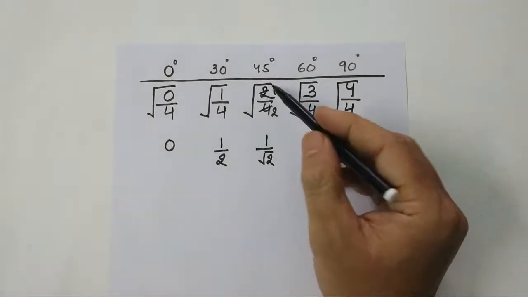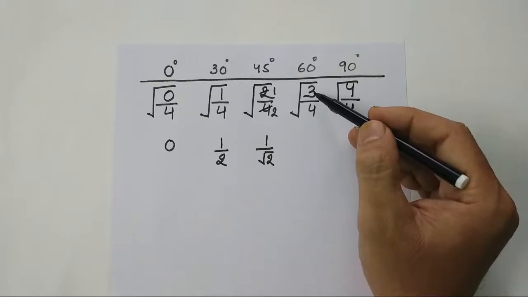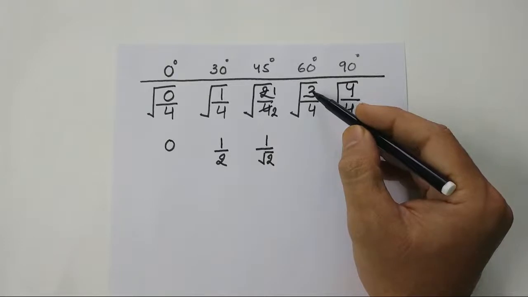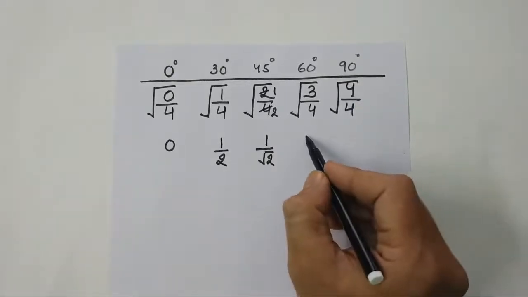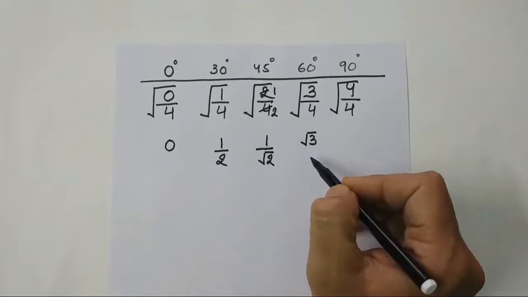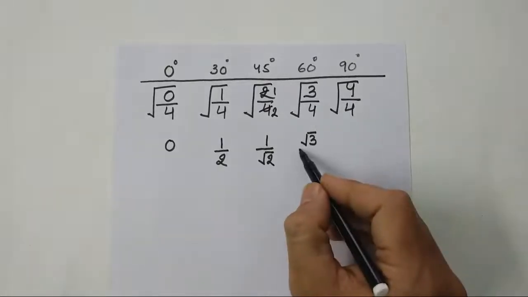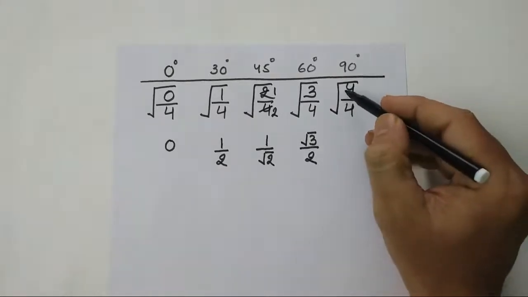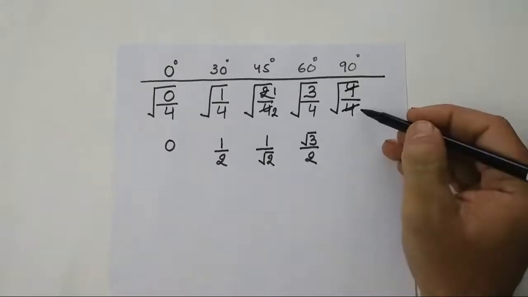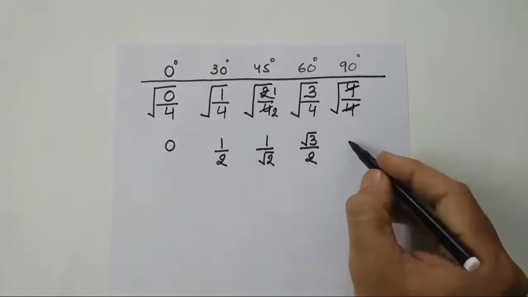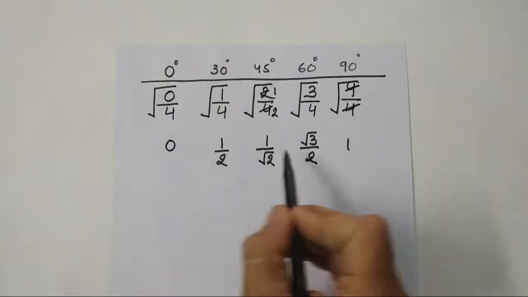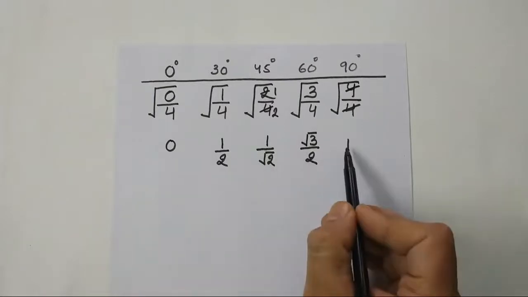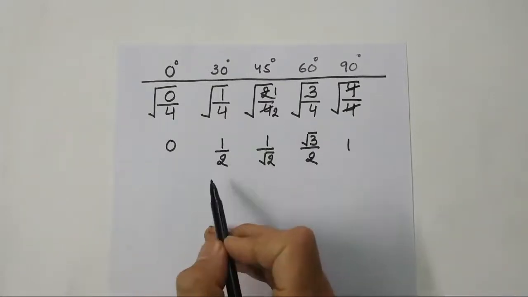Okay, so this is done. Now the next number is under root 3 upon under root 4. Square root of 3 is not a whole number, therefore we will leave it as square root of 3. Square root of 4 gives you 2, so it is root 3 by 2. And square root of 4 upon 4 gives you 1. So we have got the answers without learning anything, and these are the numbers which are the answers for all the degrees.